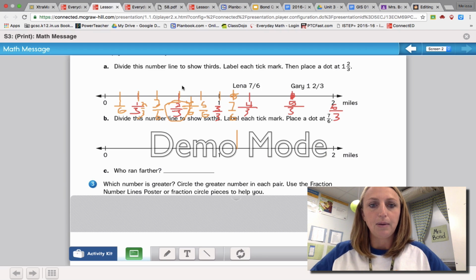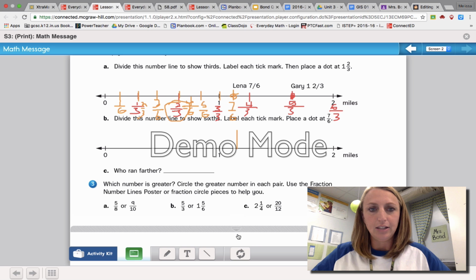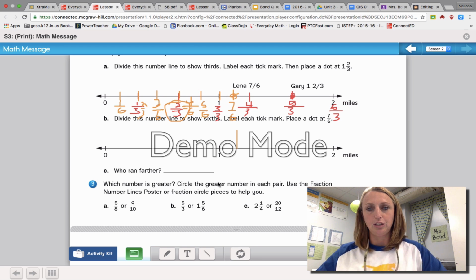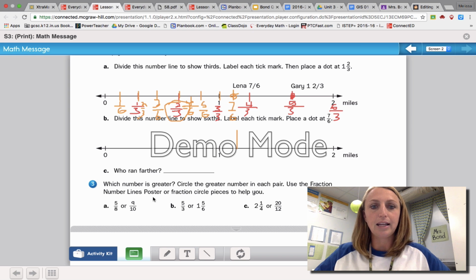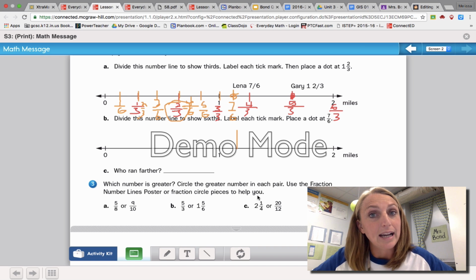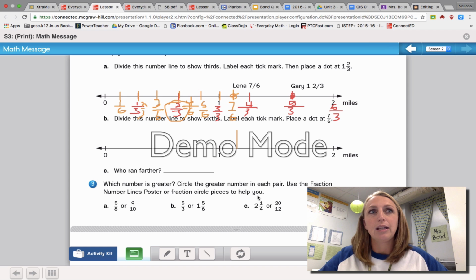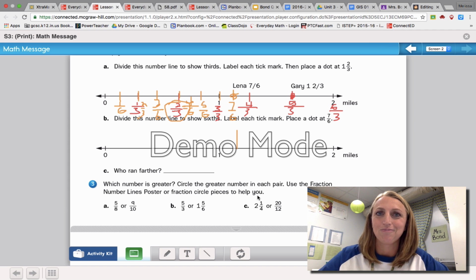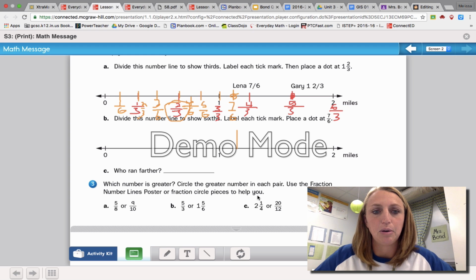So let's go back here. The bottom of this page says which number is greater. Circle the greater number in each pair. Use the fraction number lines poster or the fraction circle pieces. Here's the truth. I'm not going to have you use the circle pieces right now. If you get them out later with Mr. Hale, it's fine. But I don't really want him to have to deal with all of you getting those all out and then clean them all up. So use this handy dandy poster.